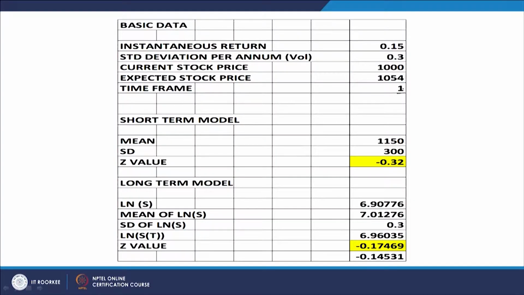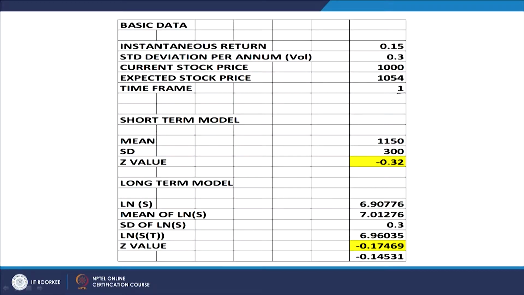Now, you increase the time period from 1 week to 1 year. The rest of the inputs are the same, except for the time period. In other words, what we want now is the probability of the stock price going to 1054 at the end of 1 year from now. Today's price is 1000 rupees, and mu and sigma are given as 15% and 30% respectively.